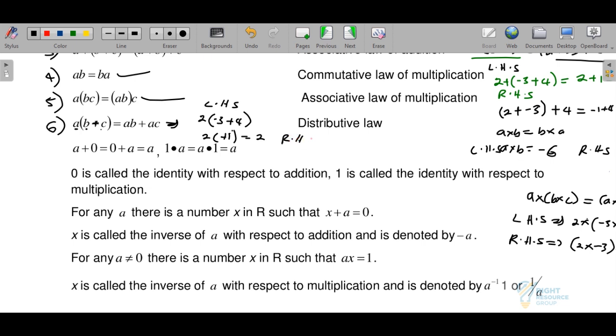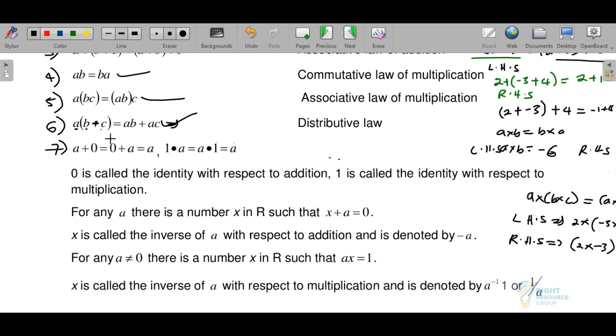So let's check the right hand side, where we have AB plus AC. So A is what? A is 2 multiplying B, minus 3, plus A, 2 multiplying 4. So we're going to have minus 6 plus 8, which is equal to 2. So we have 2 here, we have 2 here. So that also stands. So the distributive law also stands because it's confirmed. So let's look at the 7th property, which is very interesting.